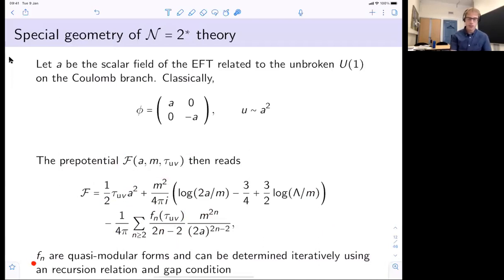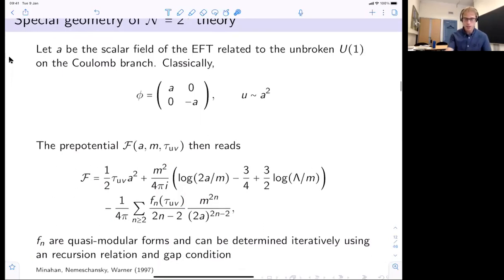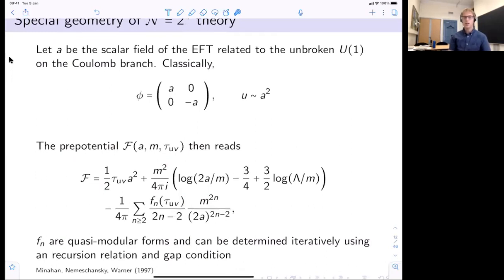Okay. Now it turned out that these f sub n are quasi-modular forms, and they can be determined iteratively using a recursion relation and a gap condition. Okay, so this could be done after the Seiberg-Witten solution was written down. I should add that this gap condition is in fact overdetermined. So in a sense, it's striking that there is a solution. But that's the case. You can determine them just on the computer term by term.